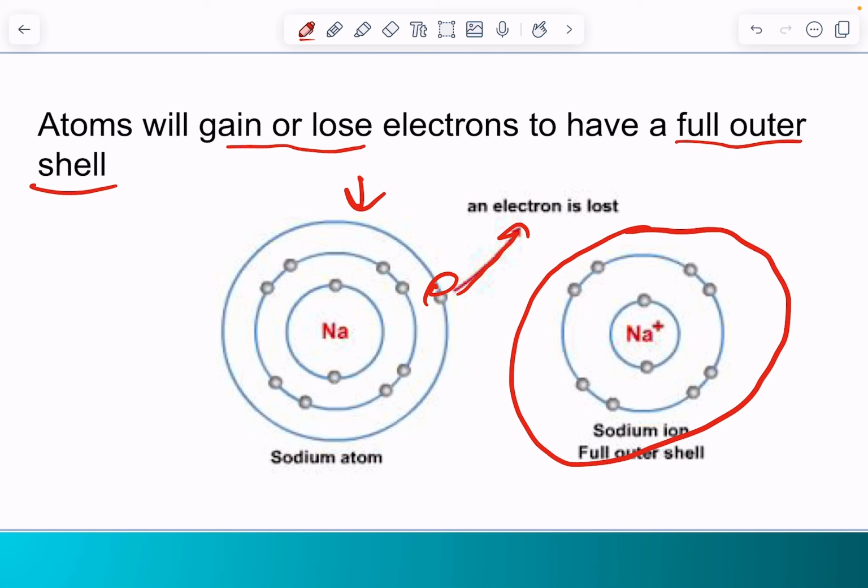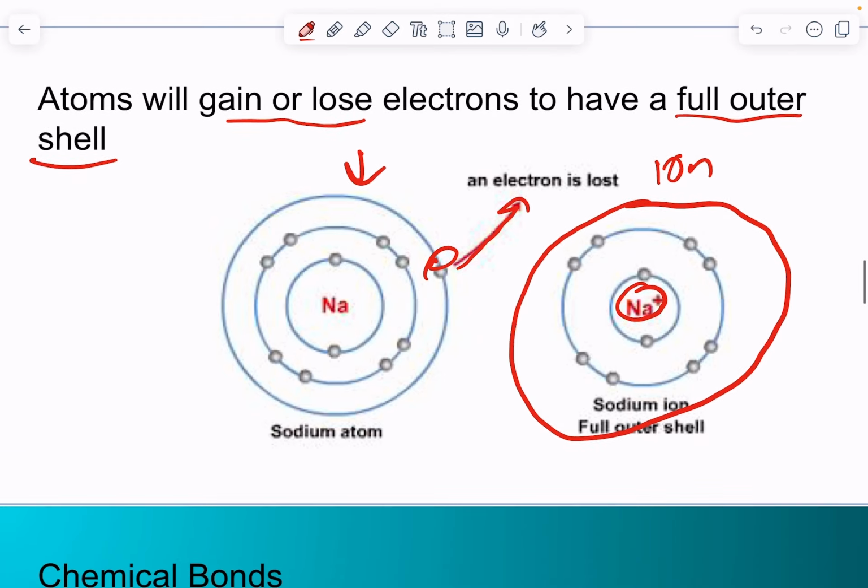The only thing that's going to change now is sodium is left with a positive charge. We call that an ion. So sodium is now a positive ion. But now it is satisfied. It has the full octet.